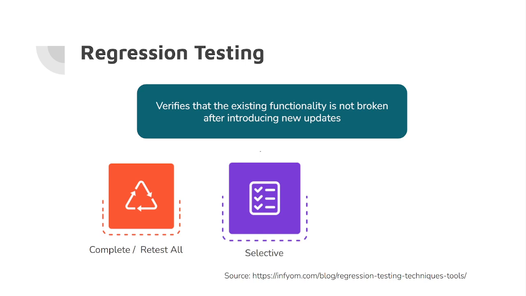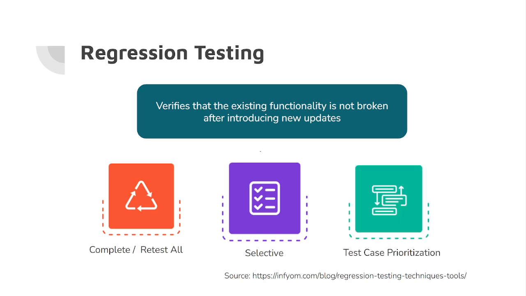Selective regression testing deals with only a subset of test cases that would be affected by the software updates. And for test case prioritization, high priority tests are determined and executed to identify issues quicker.